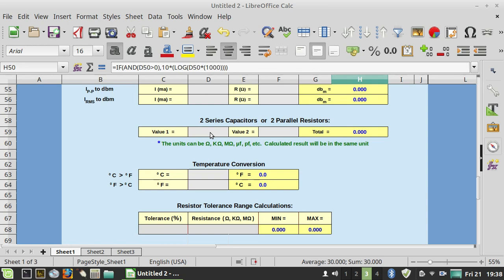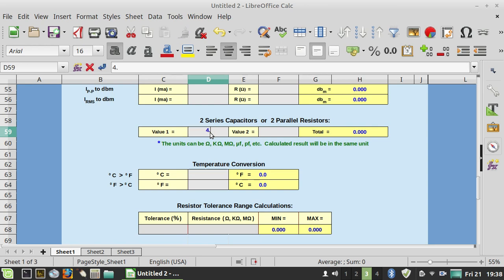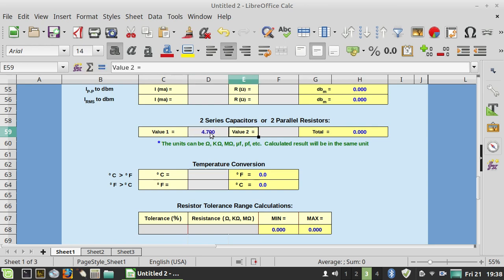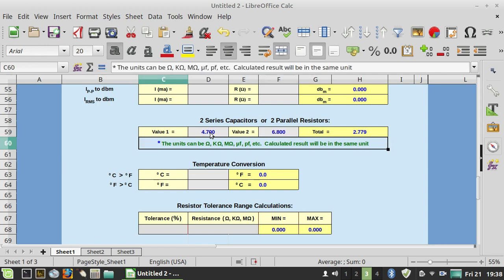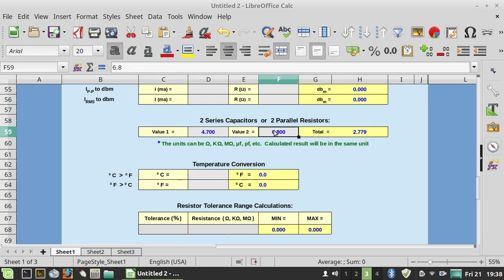Might sound silly, but if you need an off-standard value resistor or cap, and all you've got is your junk box, this might save you. I don't have a 4.7K in parallel with 6.8K. You know, it's actually very handy. And I'll give you an example.